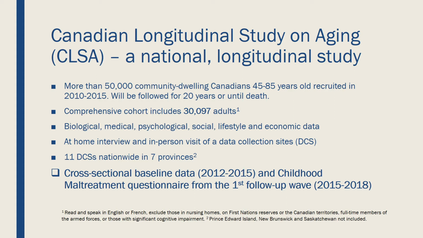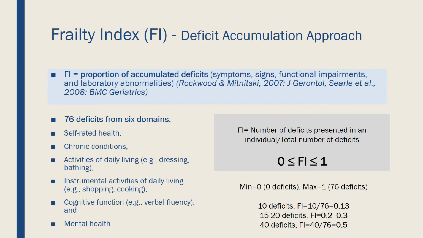In our study, we use data from the Canadian Longitudinal Study on Aging, a national study. Specifically, we use data on the comprehensive cohort that includes more than 30,000 adults. Frailty in our study is measured by Frailty Index based on a deficit accumulation approach developed by scientists Rockwood and Mitnitsky. The Frailty Index is a continuous variable ranging from 0 to 1.